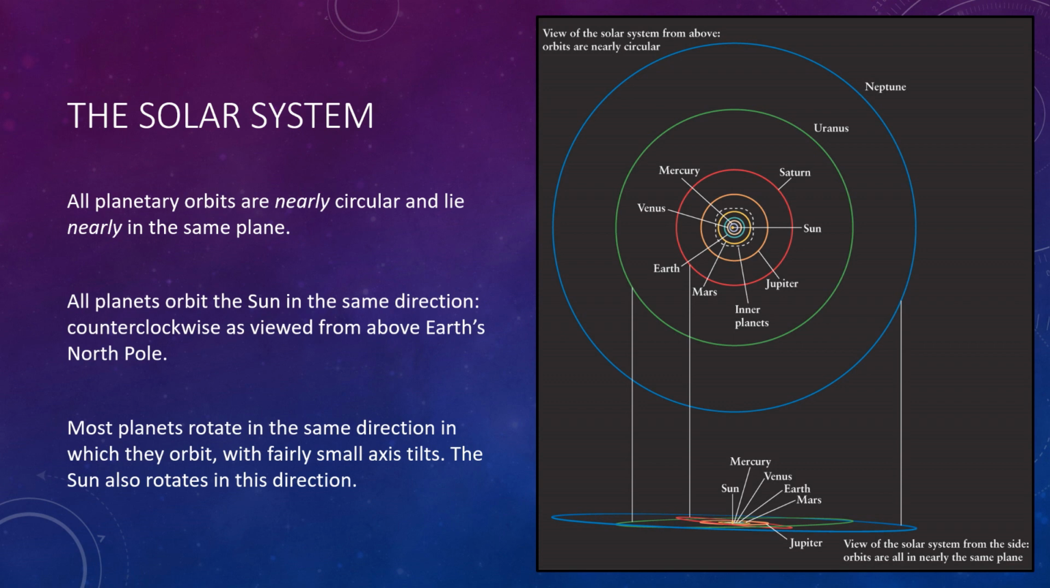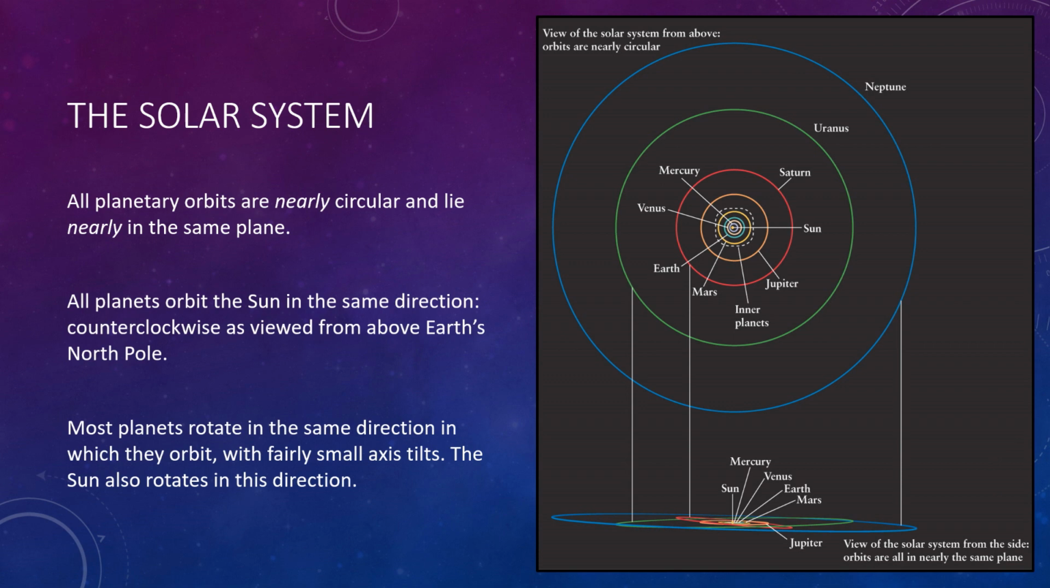You'll notice several clear patterns of motion among the large bodies of our solar system. For example, all planetary orbits are nearly circular and lie nearly in the same plane. So here you can see they almost look like complete circles, and in the bottom part of this image you can see a side view of our solar system. And note that they all lie almost exactly in the same plane, meaning none of them are really tilted away from the others too much.